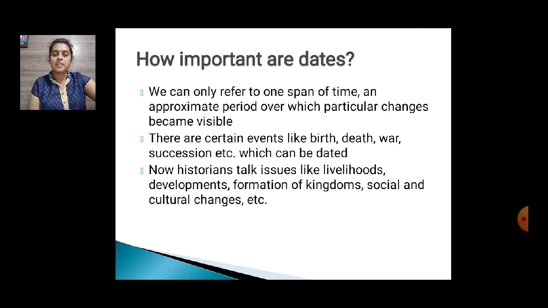Now let's come to the dates. How important are dates? We can only refer to a span of time. As I told you, it is a gap, maybe of 10 years, 20 years, 100 years, 1000 years. It is a span of time, an approximate period over which particular changes became visible.